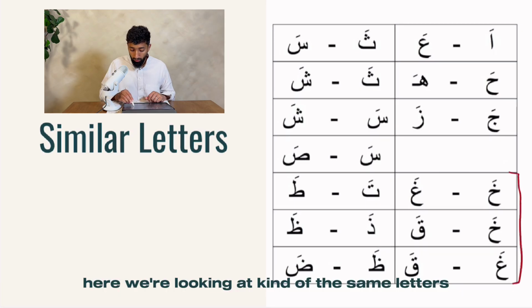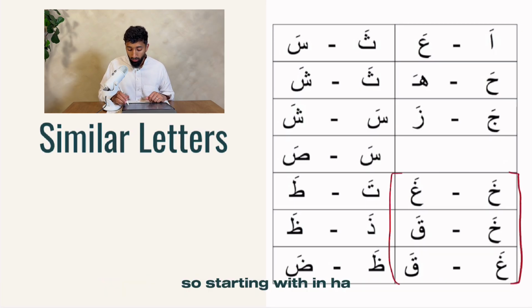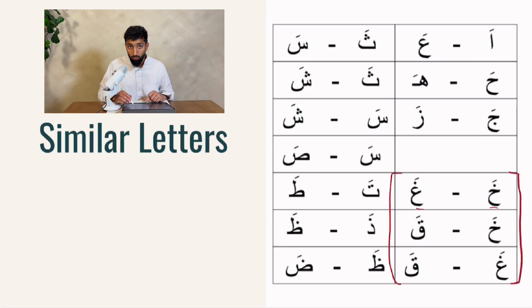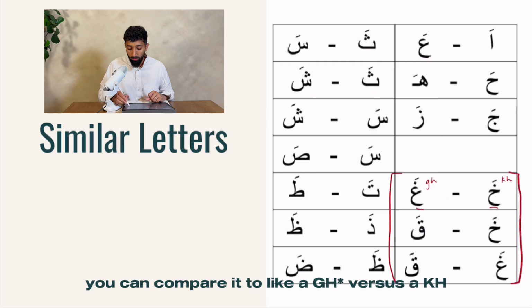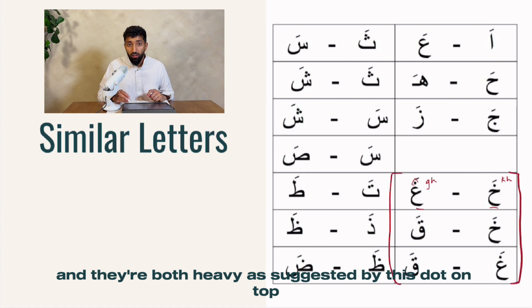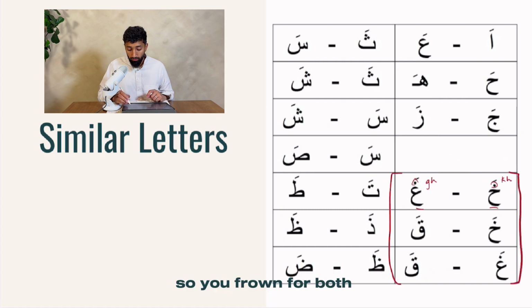Down here we're looking at kind of the same letters, so starting with ghain and kha. We talked about this in depth in the last lesson, so I would recommend looking at that video. But when compared to each other, ghain has a more gh sound, kha has a more kh sound. You can compare it to a G versus a KH, but they both come from the top of the throat and they're both heavy as suggested by this dot on top. So you frown for both kha fatha kha and ghain fatha gha.